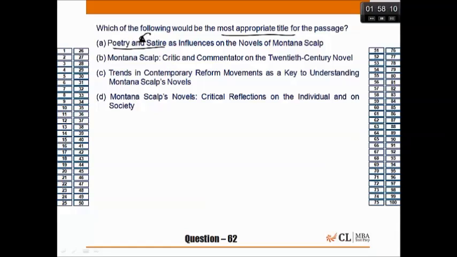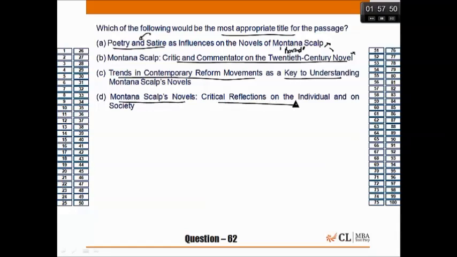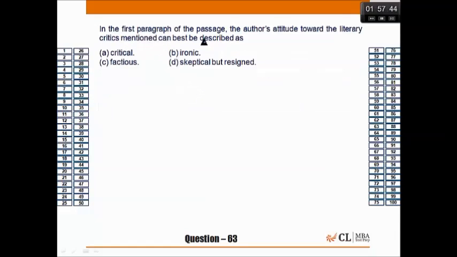So this is not about poetry. Montanus got the critic and commentator on the 20th century novel. Too broad, does not specifically talk about this, doesn't make sense. This also doesn't make sense. Okay, trends in the contemporary reform movements. I've not read reform movements, that's a key understanding. No. This is Montanus Sculp's novel, critical reflection on individual and society. Oh, this is perfect. D. 62 is D. The first paragraph of the passage, the author's attitude towards literary critics.